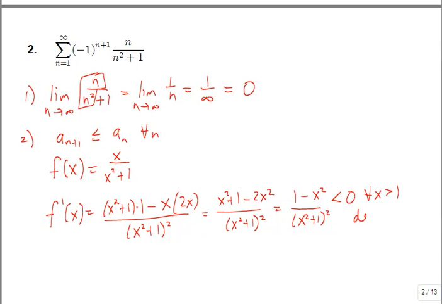So this is decreasing for x greater than 1. So our two conditions, the limit and the decreasing, are met. So by the alternating series test, this series converges.